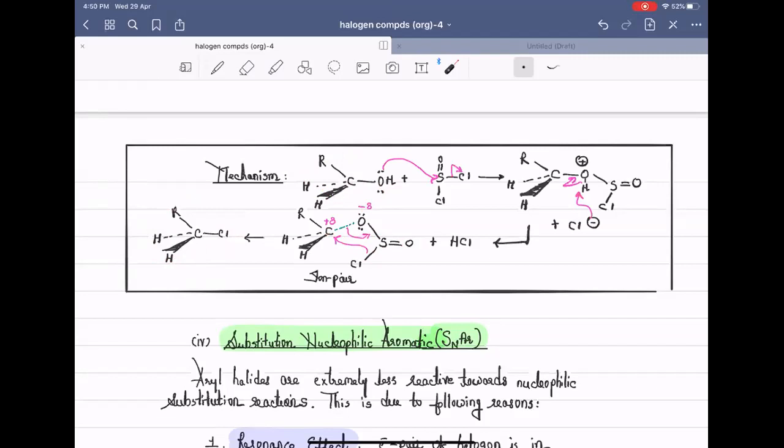So in spite of taking place in one step, you might think that because it takes place in one step, it should be SN2 and configuration should be inverted. But in spite of taking place in one step, you find that the configuration is retained. The reaction is SNi.